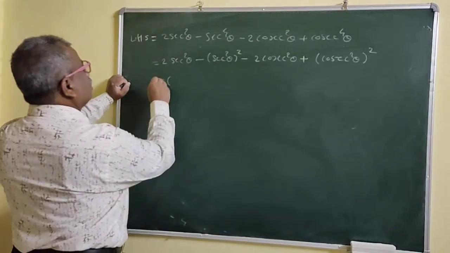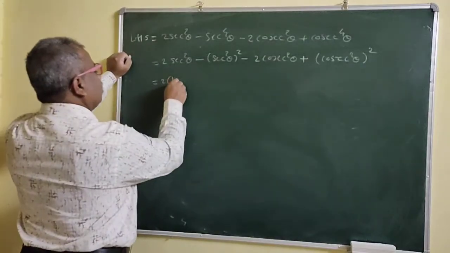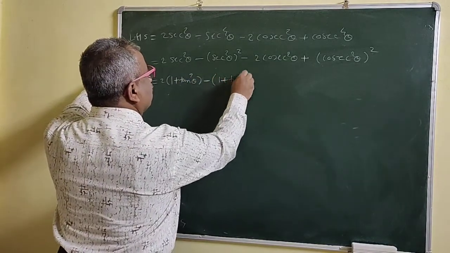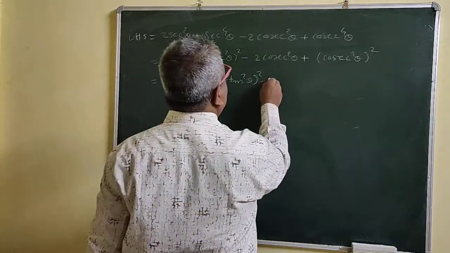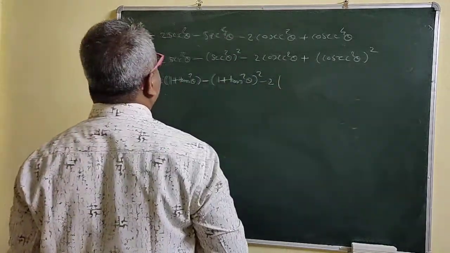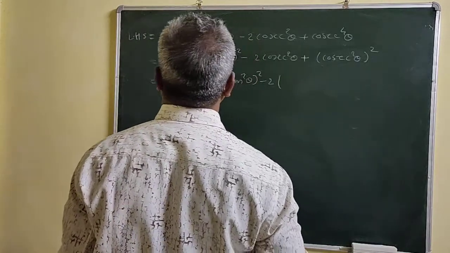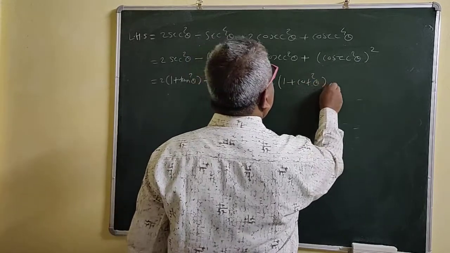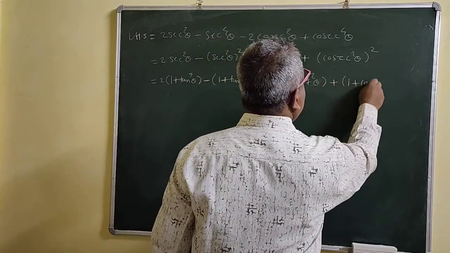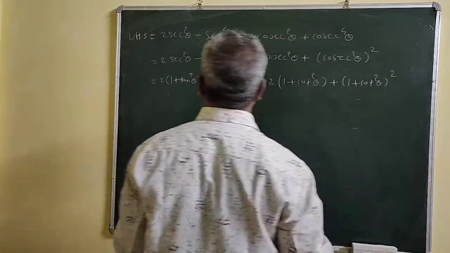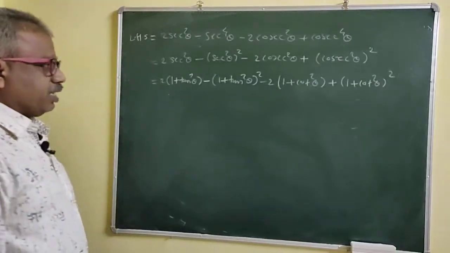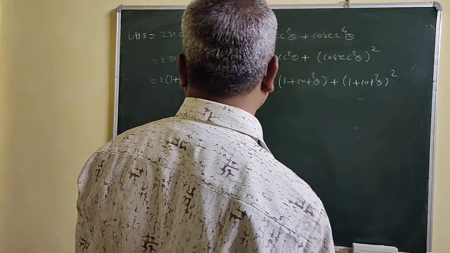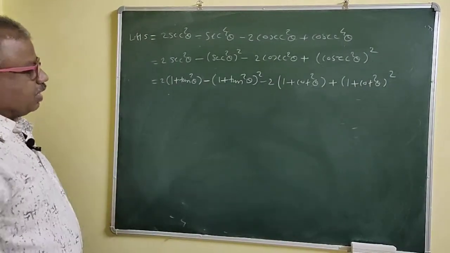So 2 sec square theta means 2 times 1 plus tan square theta, minus 1 plus tan square theta bracket square, minus 2 times 1 plus cot square theta, plus 1 plus cot square theta bracket square. Okay, now just expand and simplify.